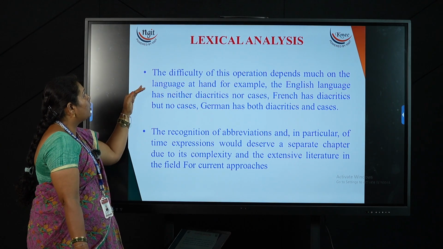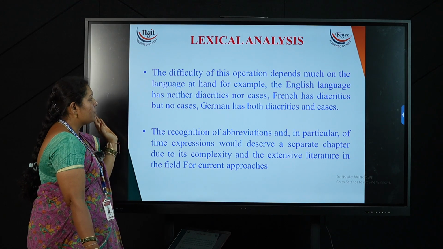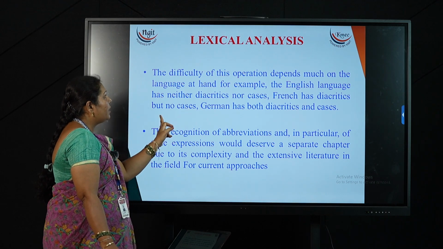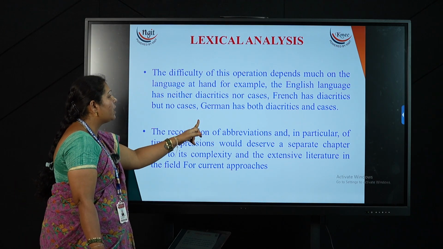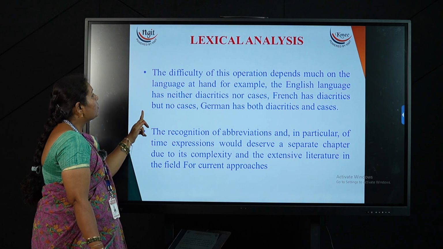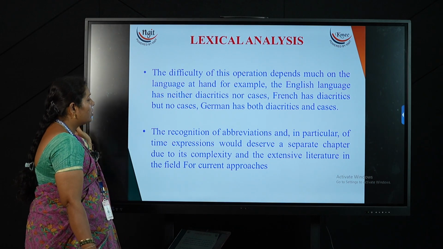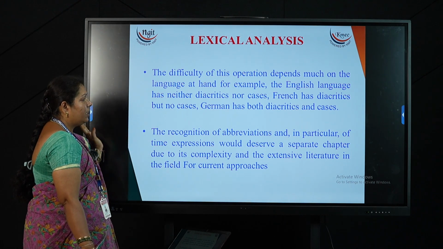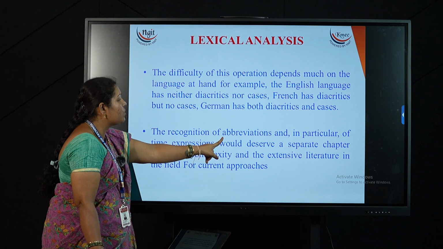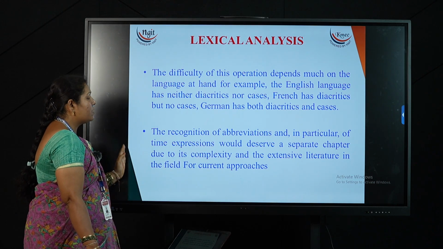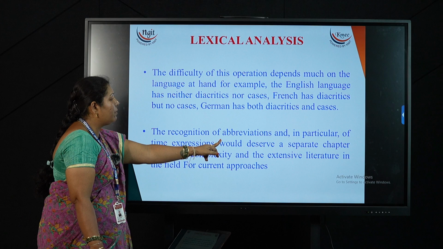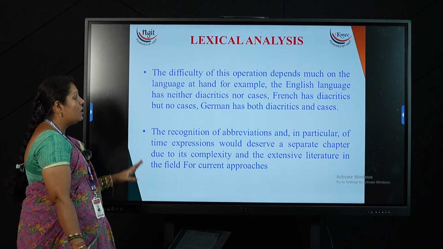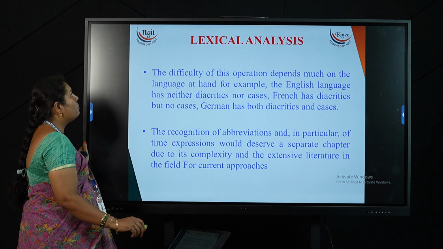This particular operation depends upon your language. For example, French will have its own related parsing techniques, and German will have different cases. So you have to follow the rules according to your language, such as English. The recognition of abbreviations and expressions will be different. You have to remember that if you're dealing with a reference or research paper, you'll have abbreviations, and for those you have to go to the bibliography. All those things you have to keep in mind.